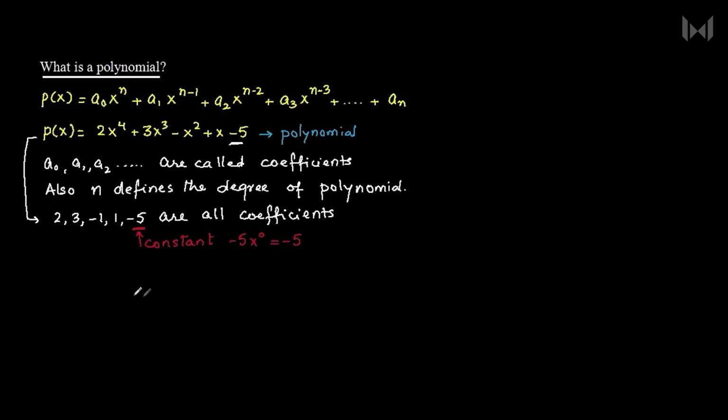So the numbers with the x are called coefficients. Now the highest power of x: it is not necessary that the expression which is given to you is in the standard form where the powers of x are reducing. So you have to look out for the highest power of x, and the highest power of x defines the degree of the polynomial. In the example which is written on the top, the highest power occurring over there is 4. So the degree of the polynomial is 4.